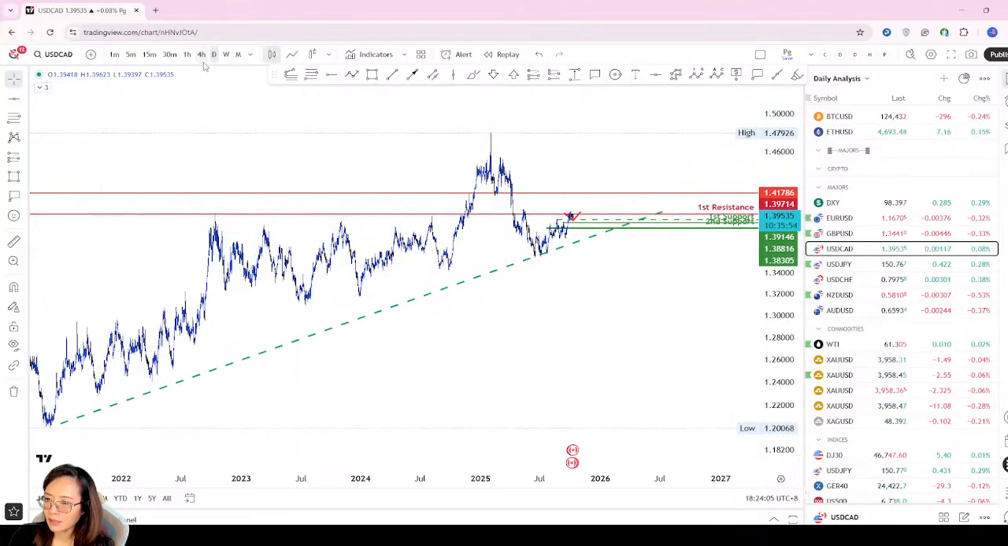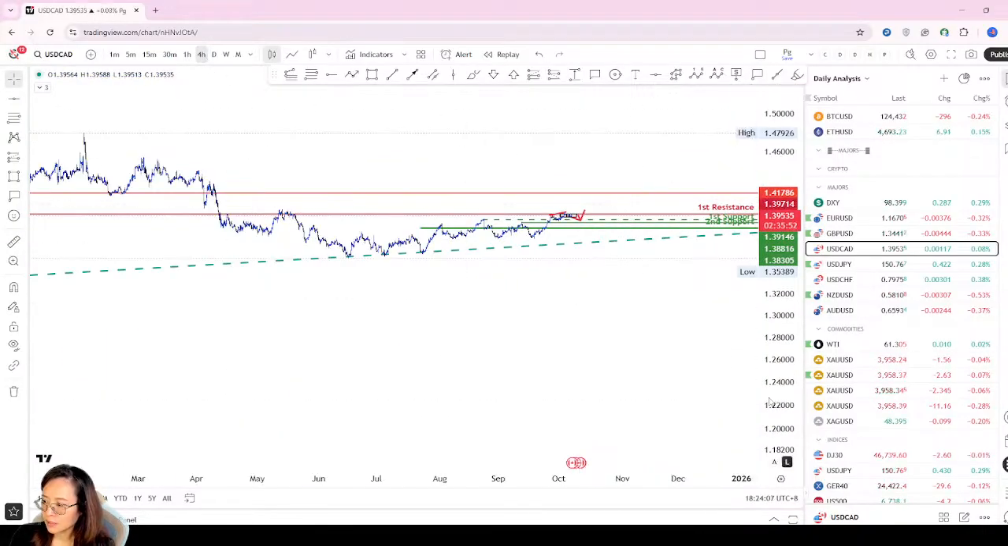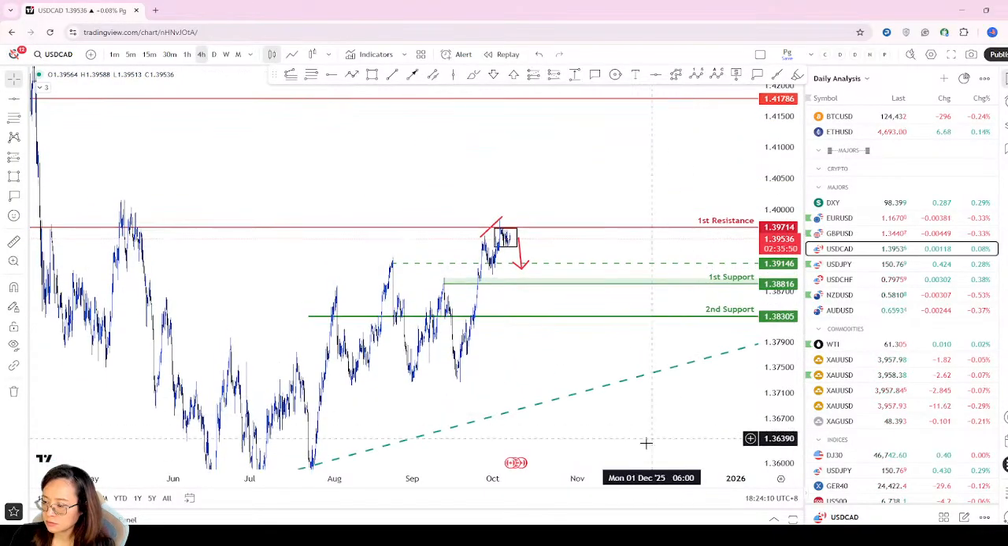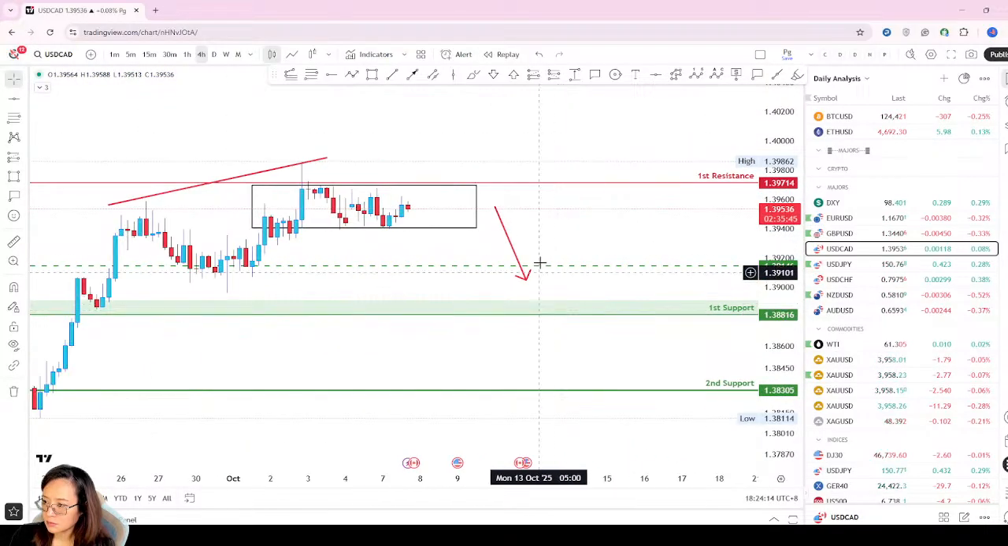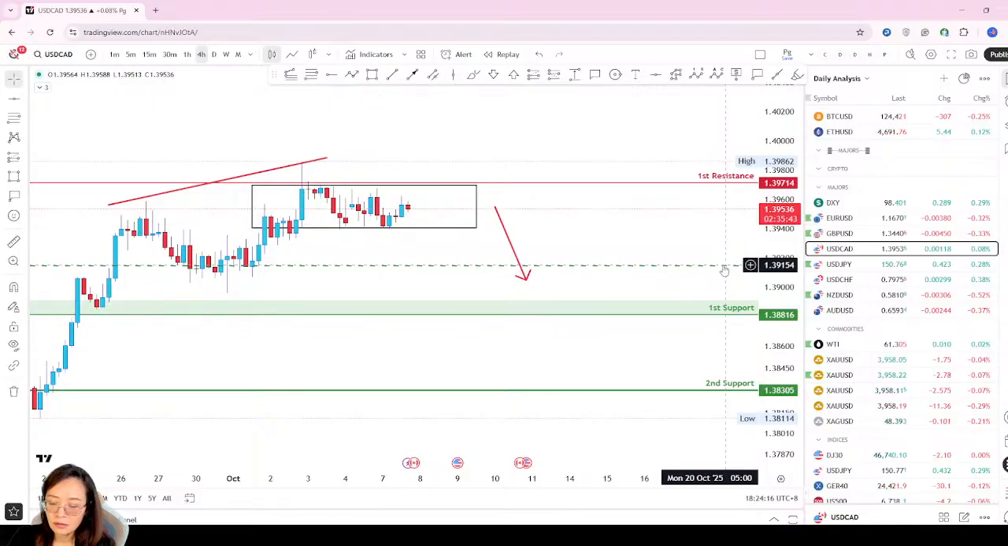I think my key level is not changed because it's ranging. Okay, it's a ranging market. Okay, then we look at BTC.